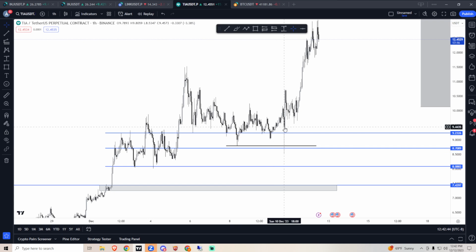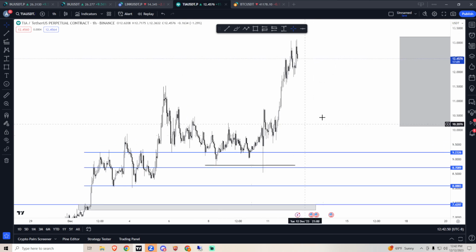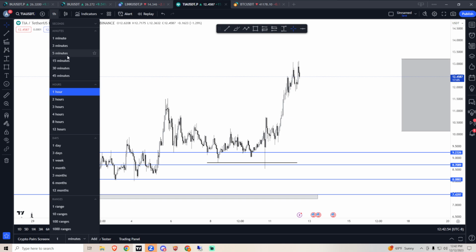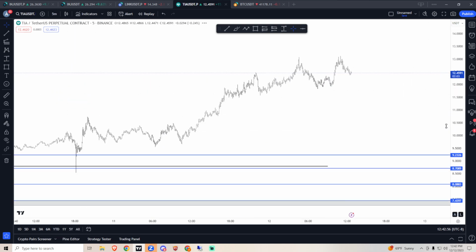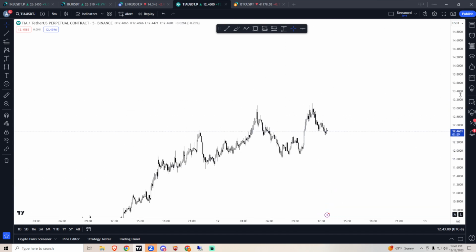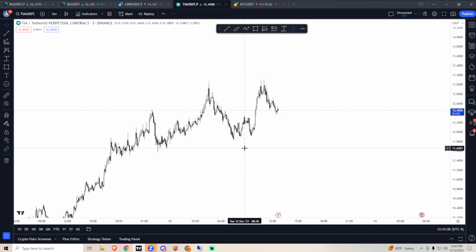grabbed the liquidity, closed above, right? This is still support. We just had a wick down to grab the liquidity and then continue to run higher, right? So here is a 5-minute. Range isn't clear here. We're just making higher highs, higher lows. So no clear range here.